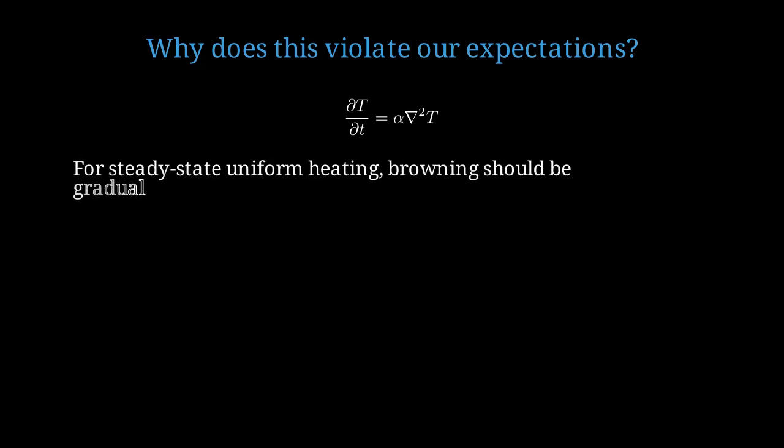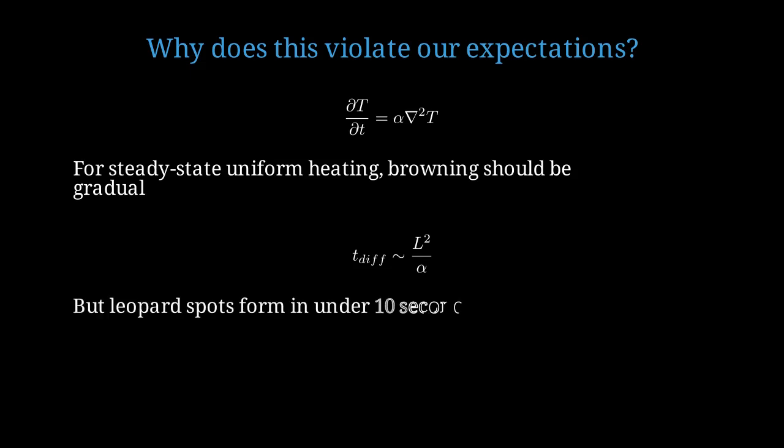So why does this violate our expectations? Let me explain the physics more carefully. The heat equation states that the time derivative of temperature equals alpha times the Laplacian of temperature. This describes pure conduction. If we assume steady-state conditions with uniform heating from all directions, the solution predicts gradual uniform temperature rise and therefore gradual uniform browning. The characteristic diffusion time scales as L squared over alpha, where L is the thickness. For 3 mm thick dough, this gives about 64 seconds. Yet we observe localized browning in under 10 seconds. Something is clearly missing from our conduction-only model.